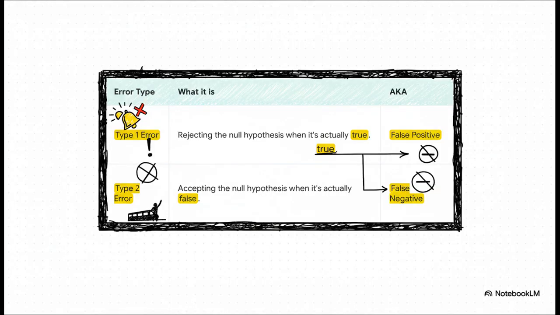A type 1 error is what happens when we reject that null hypothesis, even though, oops, it was actually true. This is what's commonly known as a false positive. On the flip side, you have a type 2 error. That's when we accept the null hypothesis when, in reality, it was false. We call that one a false negative.